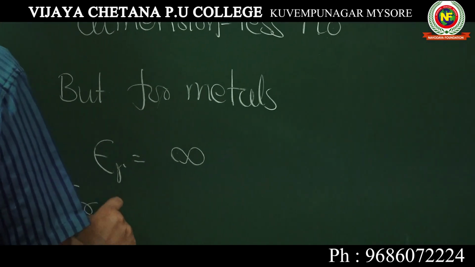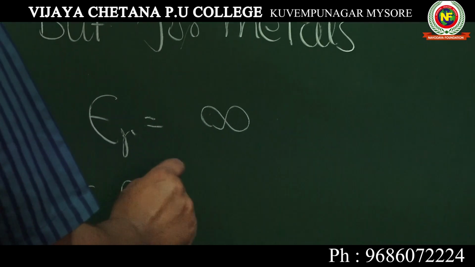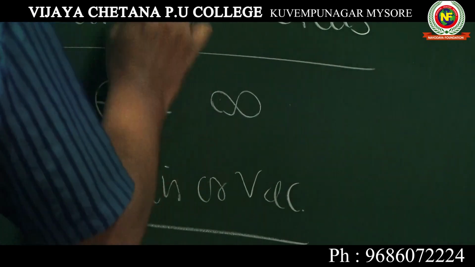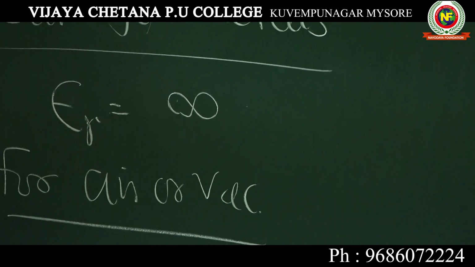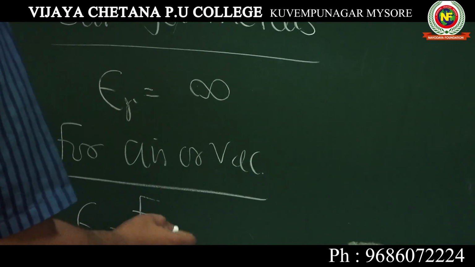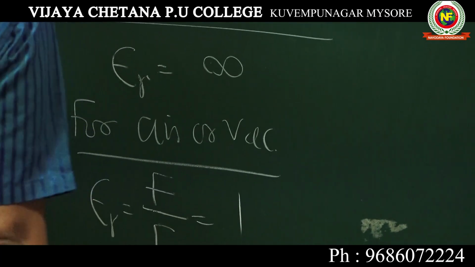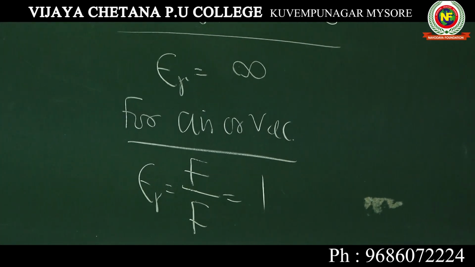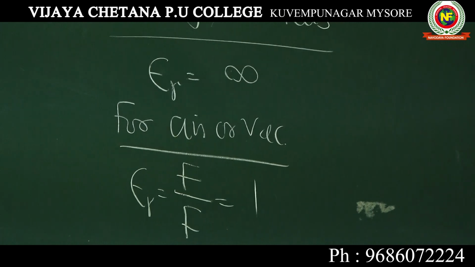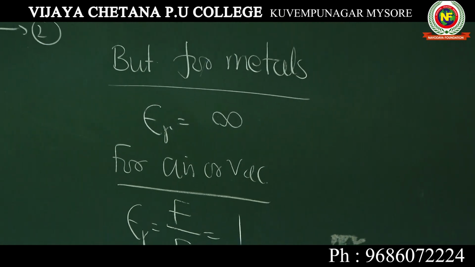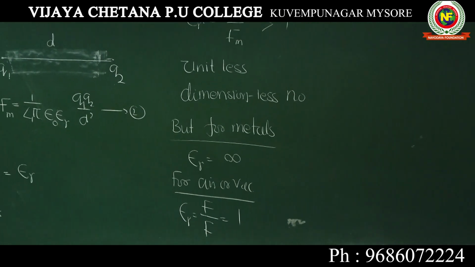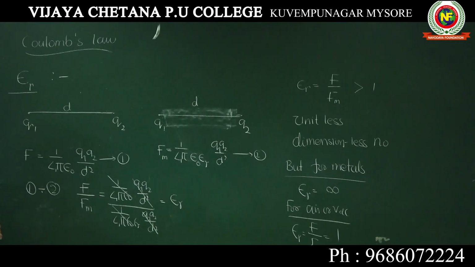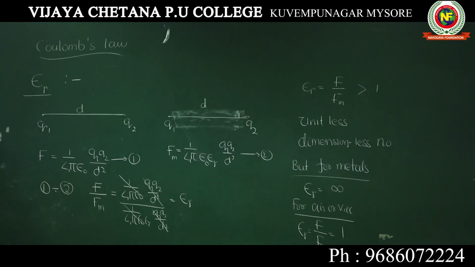For air or vacuum, try to understand, if you take air as the second medium, epsilon r will be equal to 1. Relative permittivity is a number equal to 1 or greater than 1. Equal to 1 for air or vacuum, free space, and greater than 1 for any medium, and it is infinite for metals. Okay, I think you have understood this.